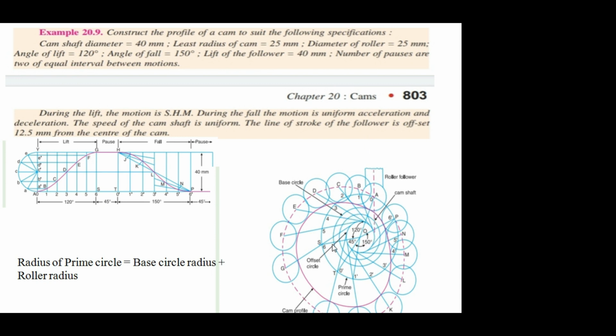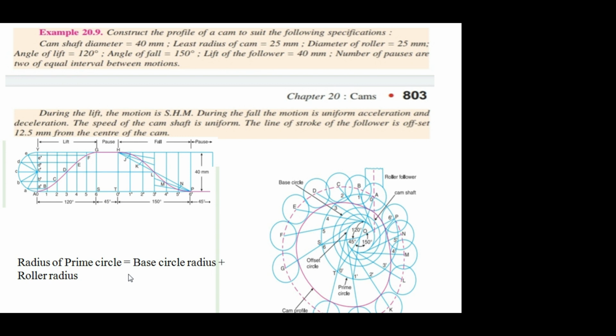First, draw the base circle with a least radius of 25 mm, then draw the offset circle with a radius of 12.5 mm. Then draw the axis of the follower tangent to this offset circle vertically with dotted lines. We have to draw the prime circle here as it is a roller follower.